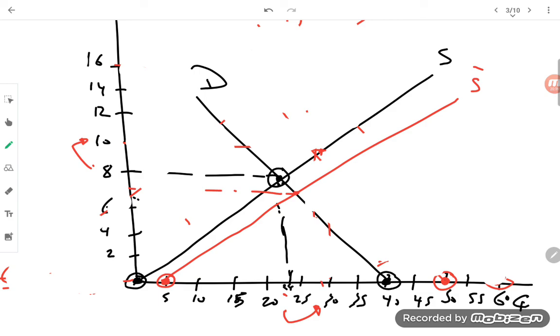As price of factors of production decreases, quantity supplied is going to increase, and the supply curve will shift to the right. Equilibrium quantity will increase from 24 to 26, and the equilibrium price will decrease from 8 to 7.